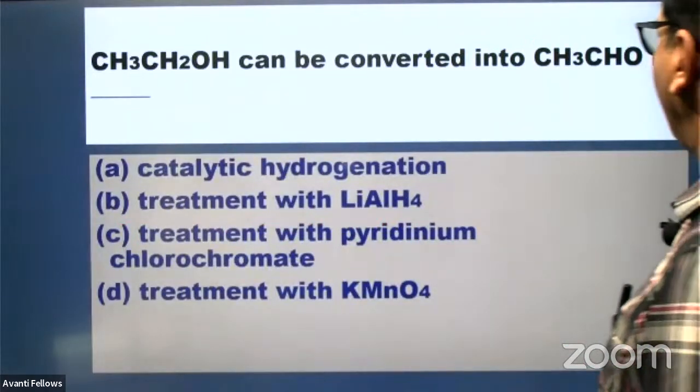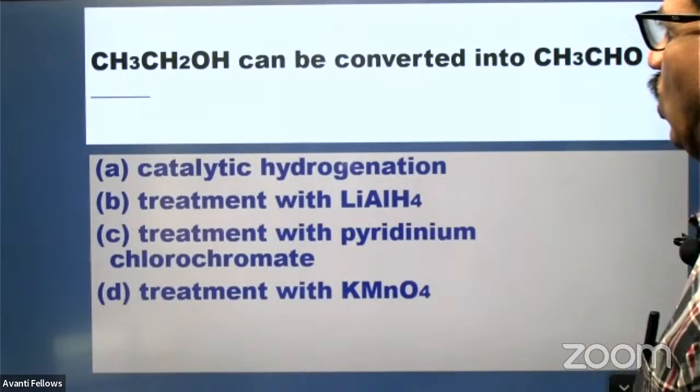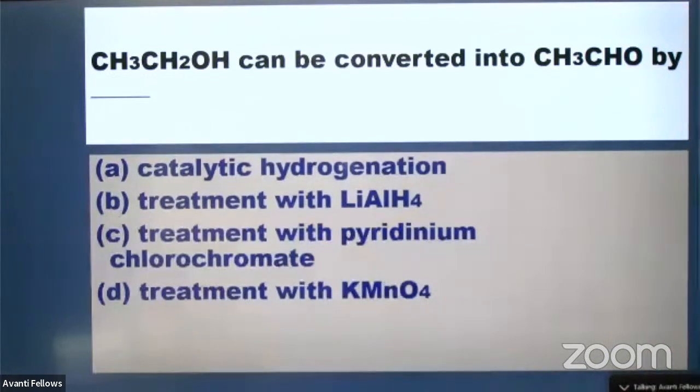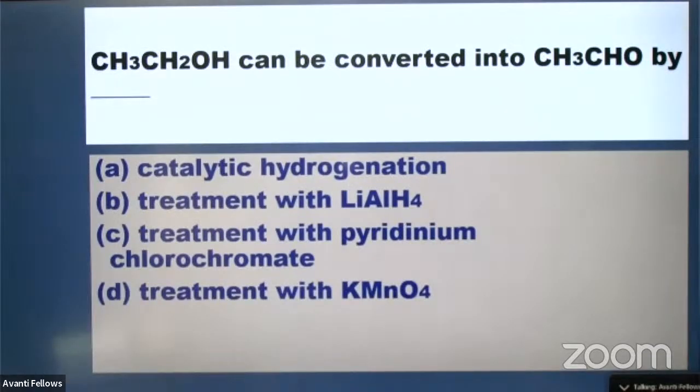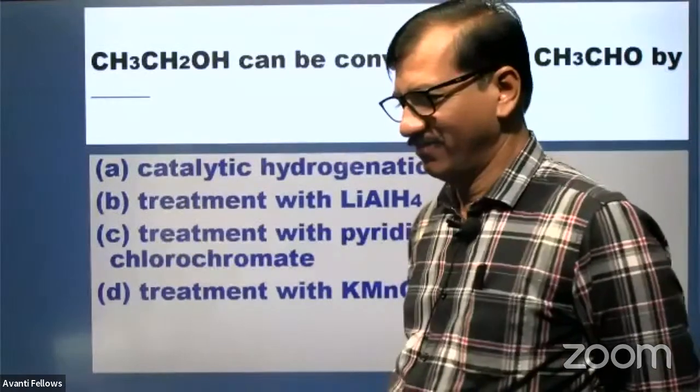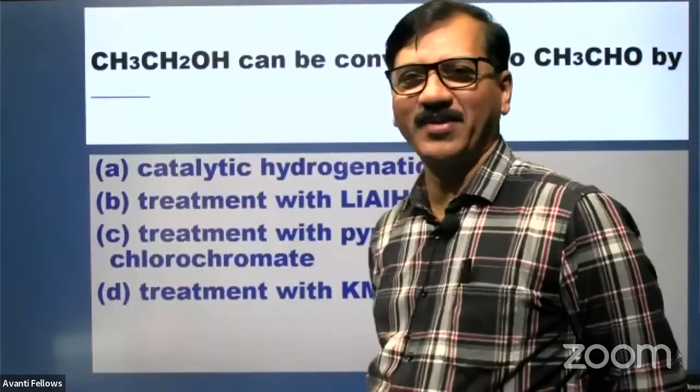CH3CH2OH can be converted into CH3CHO, alcohol to aldehyde, by catalytic hydrogenation, treatment with lithium aluminum hydride, treatment with pyridinium chlorochromate, or treatment with KMnO4. Option C, sir. Option C. Sure? Yes, sir. Yeah, very good.